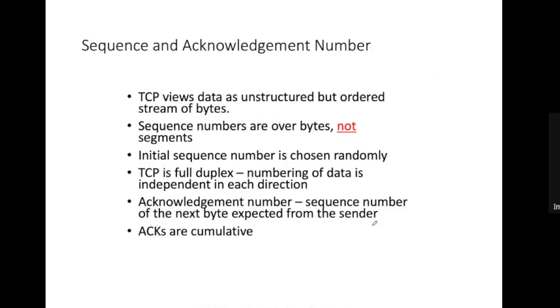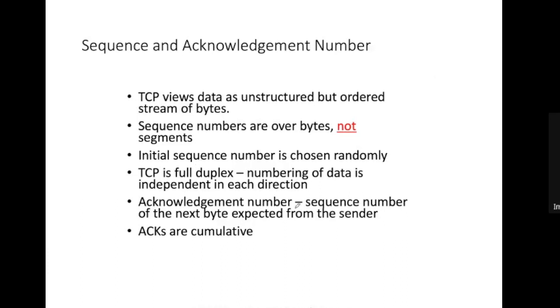In this case, the sequence numbers are over bytes, not segments. So a segment number is basically the initial byte number in the segment, right? And yes, the initial sequence numbers are selected randomly. TCP is a full duplex communication, which means we number the data independent of the direction.